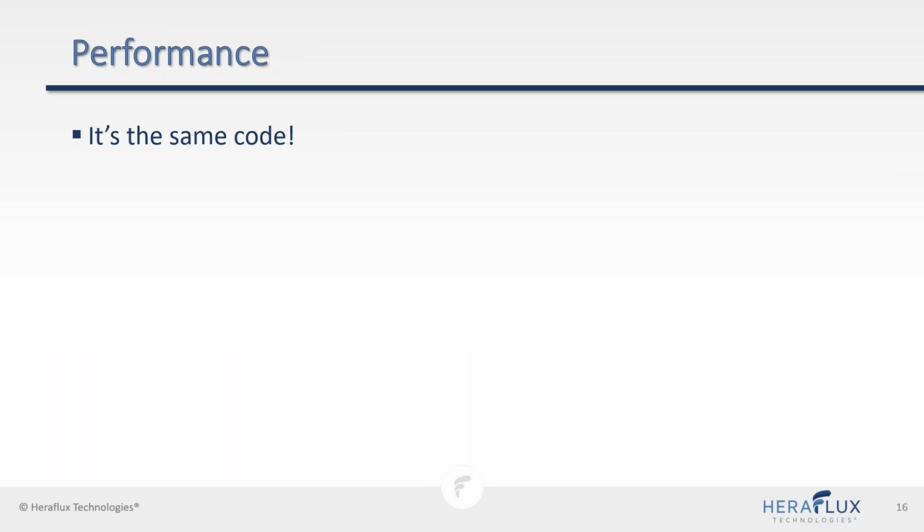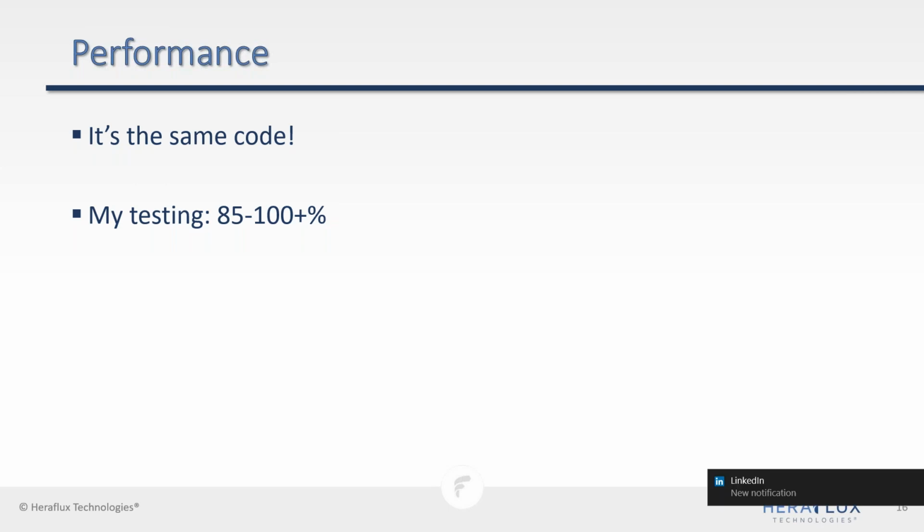Performance. This is a big one that I get hit up with a lot. It's the same code. So why wouldn't it perform? My testing under a lot of things, and we are live with this in production today for a couple things that we're doing. My testing shows that on average we're at 85% to, in some cases, above 100% of base performance.